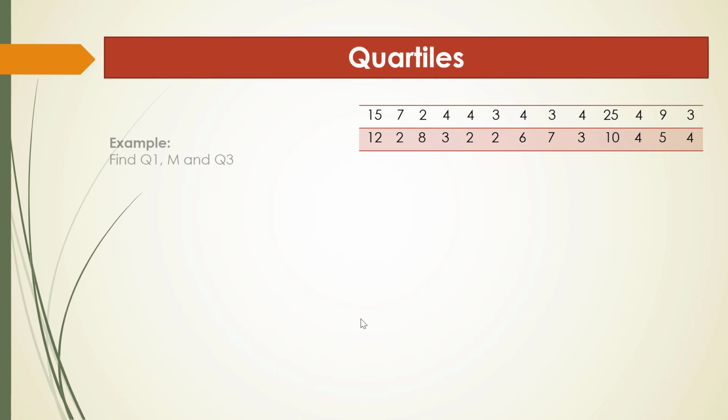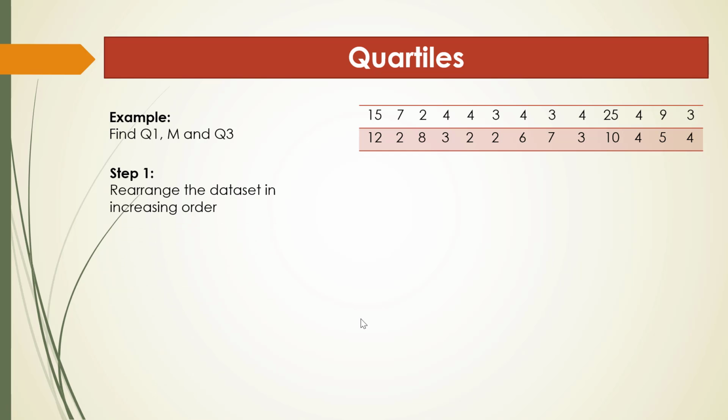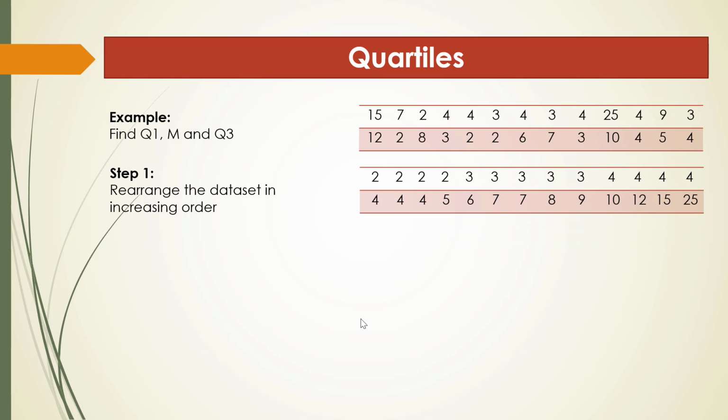Example: find the first quartile Q1, the median M, and the third quartile Q3 of this dataset. So just follow the procedure to compute the quartiles. First, we need to rearrange the dataset in increasing order. Then we are going to compute the L number.